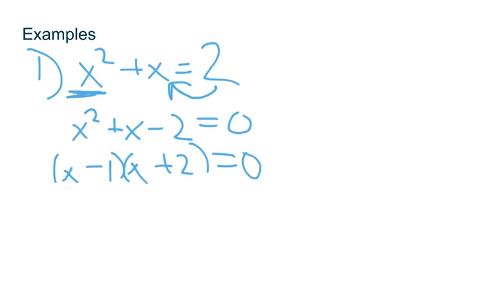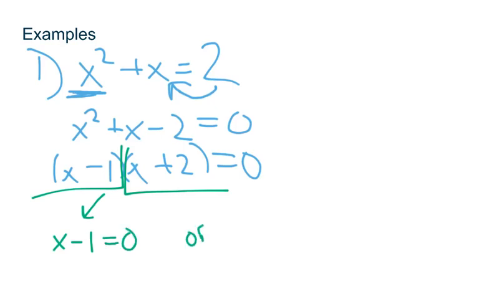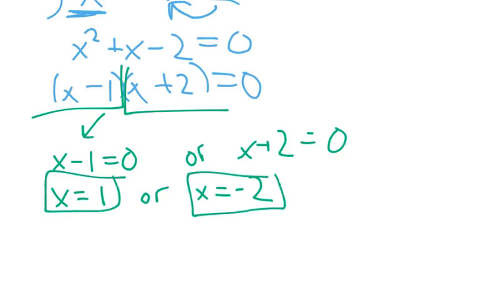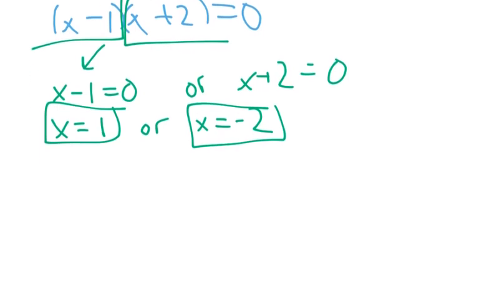Step 3, make mini equations. What I like to do is draw a line and say, this is going to be one of my equations, that's going to be another equation. x minus 1 equals 0, or x plus 2 equals 0. And so now I solve these little equations. So x equals 1 or x equals negative 2. And there we go. Let's do some more examples.